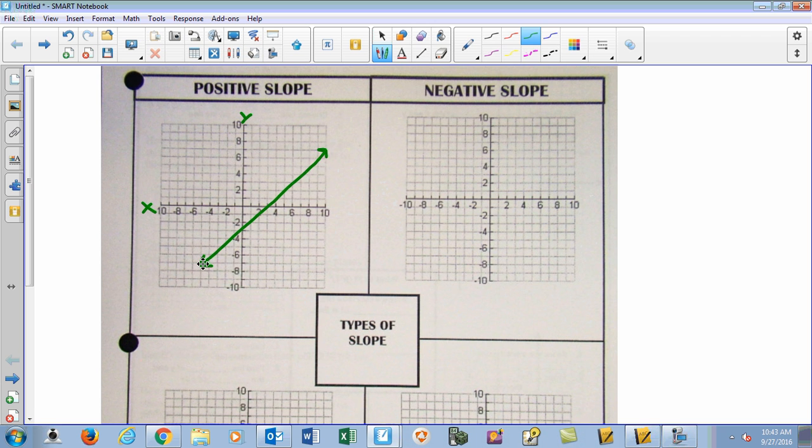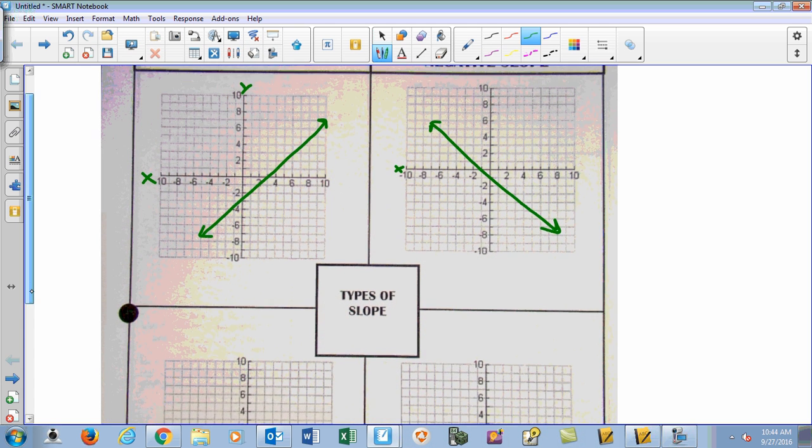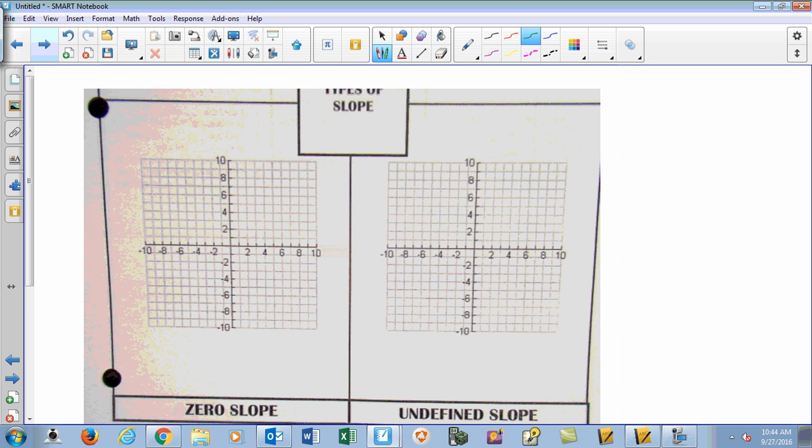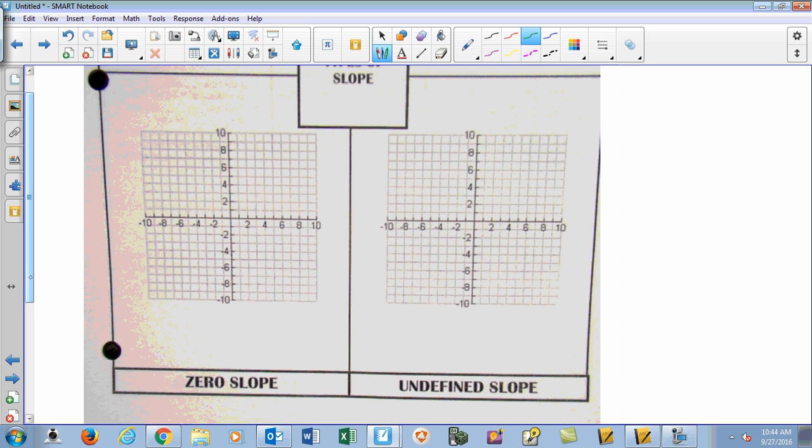Sloping upwards, right? So a negative slope, this picture, kind of looks like this. So again, as we go from left to right on the x-axis, the y values go down. Okay? Those are the two most common ones that we see. All right? Now, the more uncommon ones are when you see a zero slope or an undefined slope.